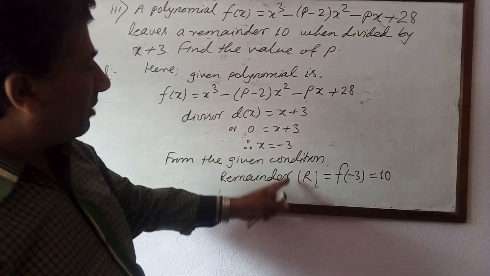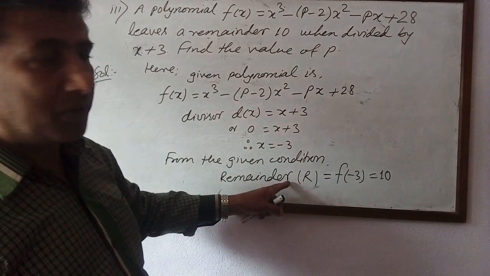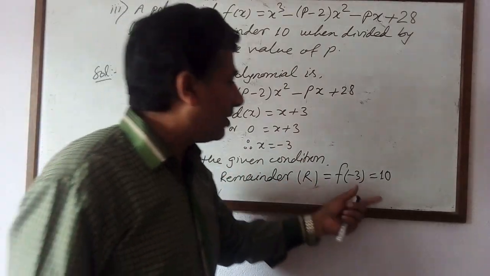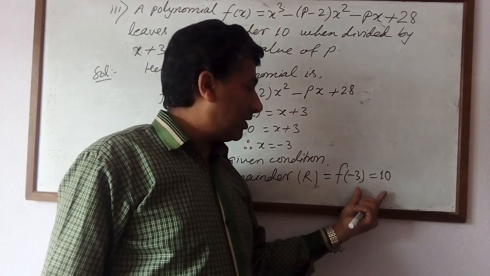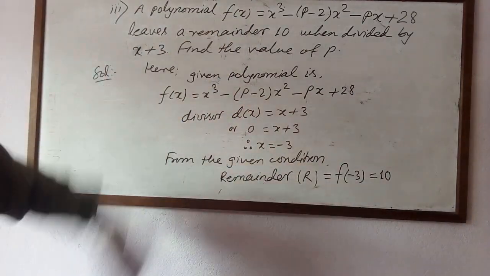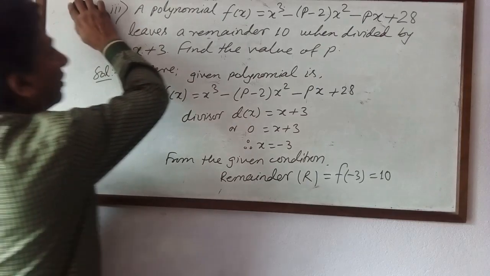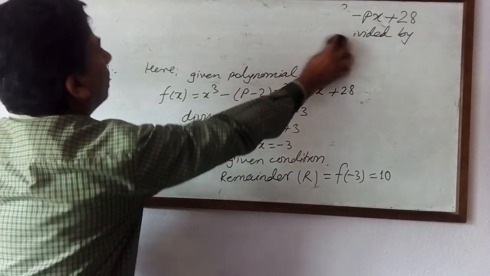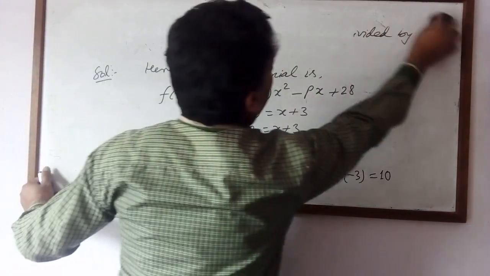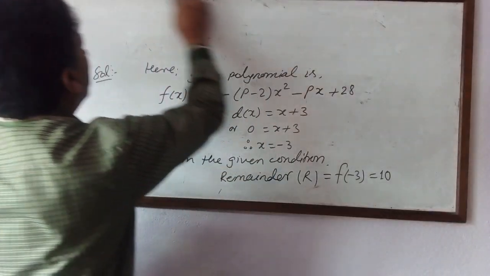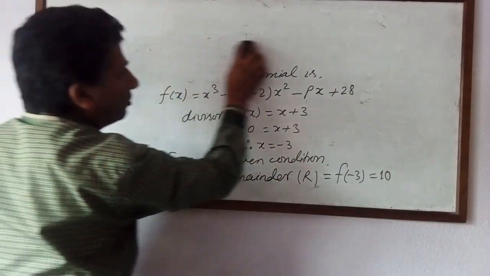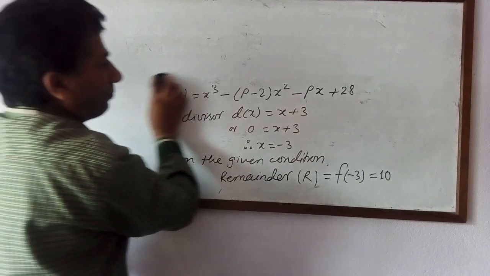Now these are the given conditions. From the given conditions in the question, you have to understand this. You should have the capacity to write this remainder like this. Again, the remainder is 10. Now we know that to find the remainder there is the remainder theorem. We use that one.